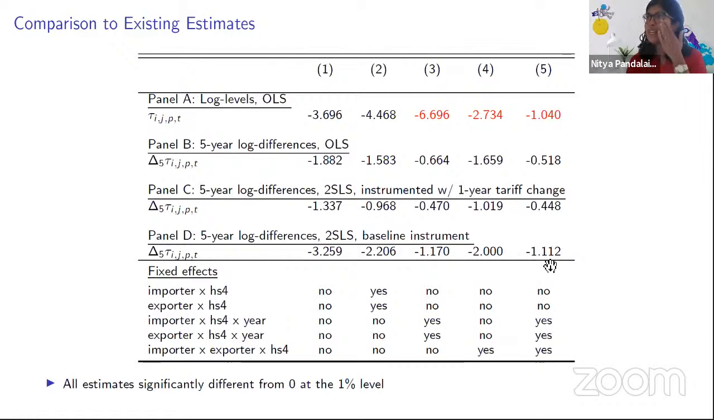Okay, so really what is happening for the low estimate is simply omitted variables bias. Conditional on mitigating that, our IV is actually increasing the estimate of the trade elasticity.